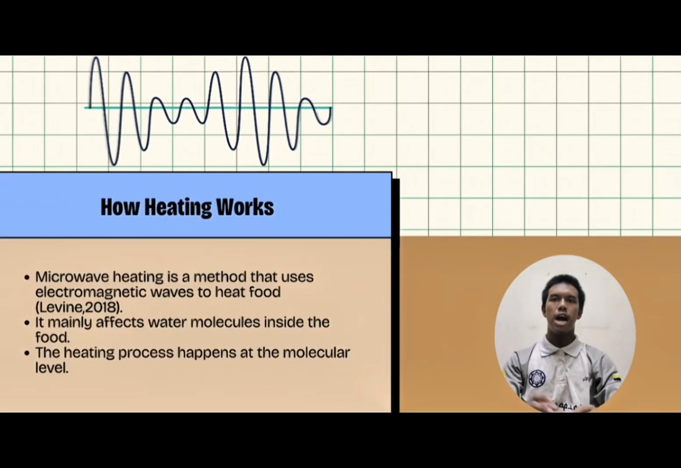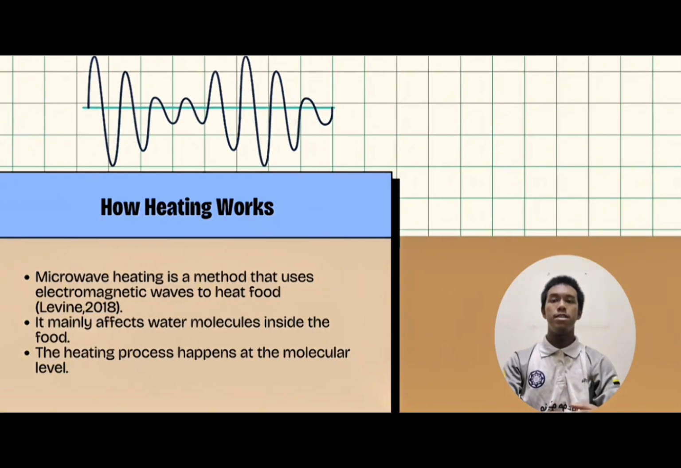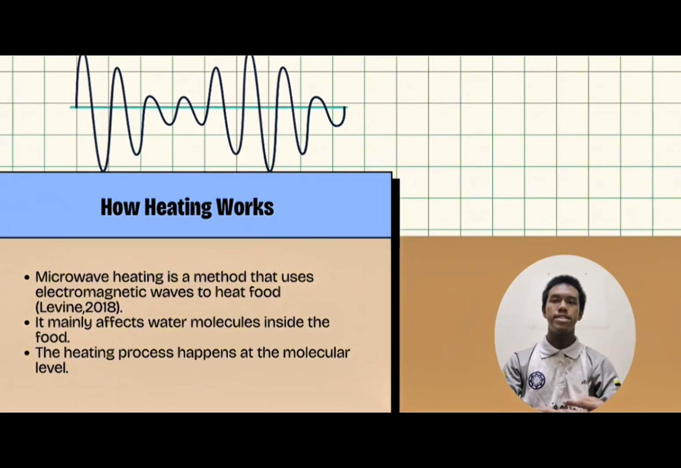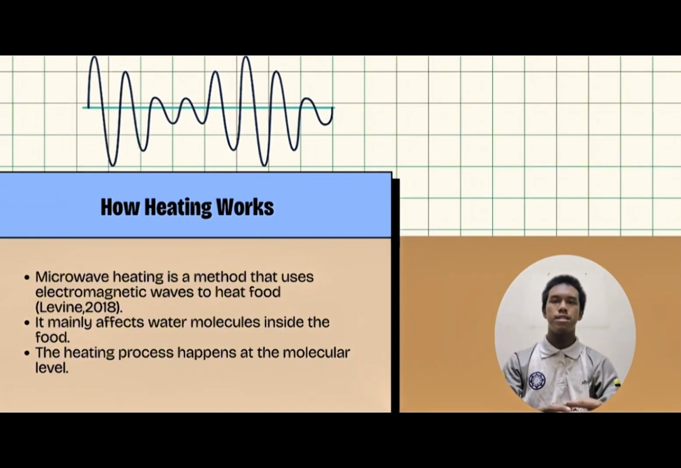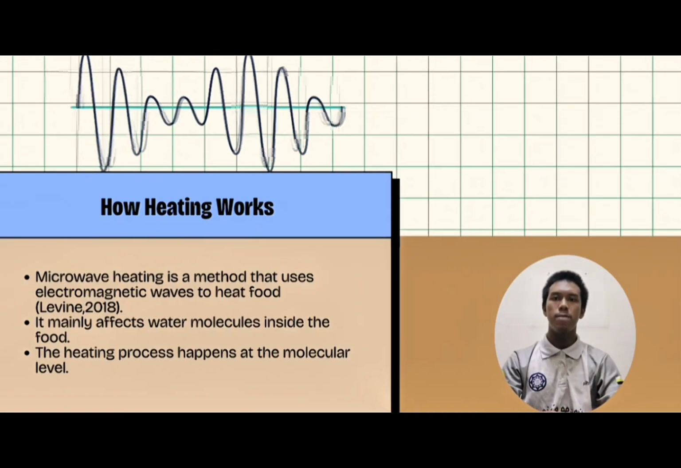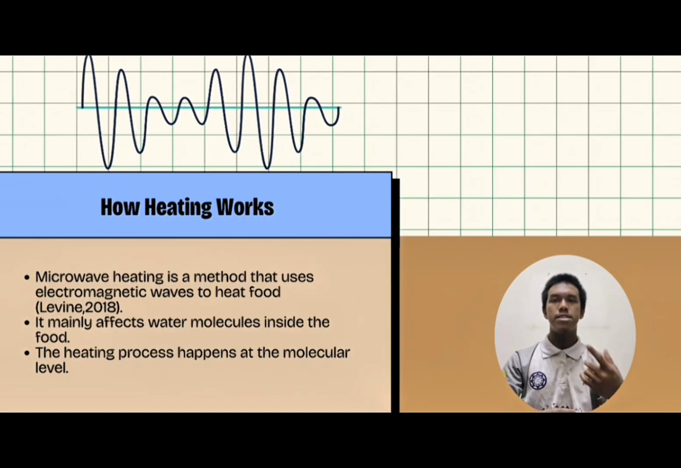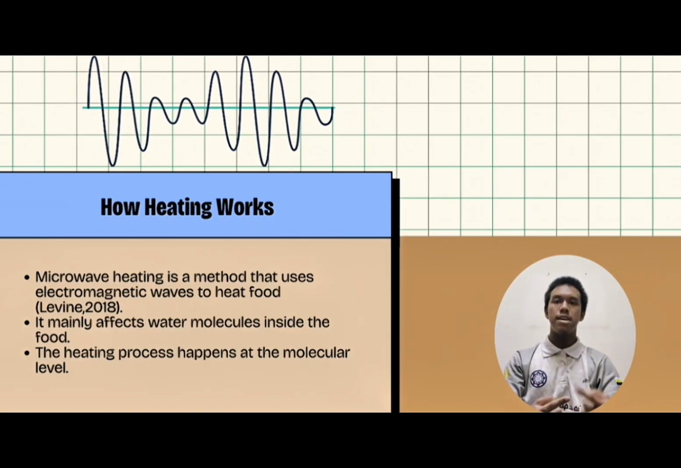Hello, my name is Afi and I will be explaining how microwaves actually heat up your food. Now, we all use microwaves daily, but have you ever wondered how they actually heat up your food? It's not just magic, it's physics. Microwaves generate specific electromagnetic waves that target the water molecules locked inside your meals. So essentially, the entire cooking process kicks off right at the molecular level.